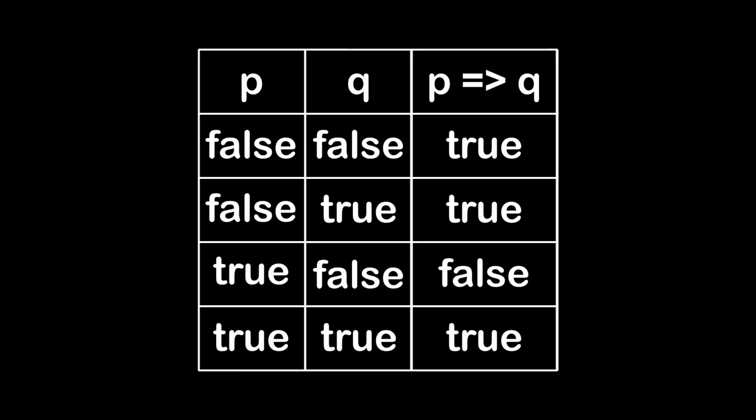Hello. Today we'll continue with logic. We'll start with implication. If the first variable is true, we expect the second to also be true. The first one is called the antecedent, and the second one is called the consequent. If the antecedent is false, we don't care about the consequent.